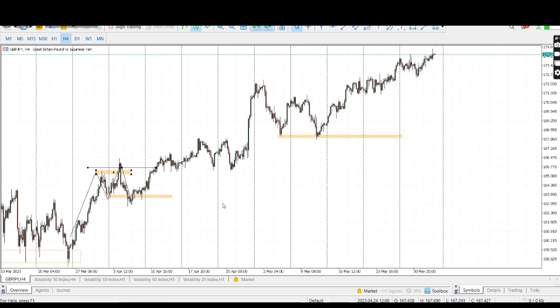So guys, I hope you understood what this is all about. Liquidity sweep. Okay, liquidity sweep is just sweeping, like sweeping your room and stuff.